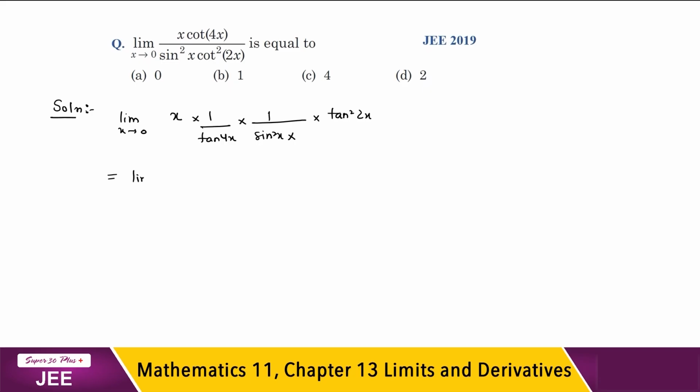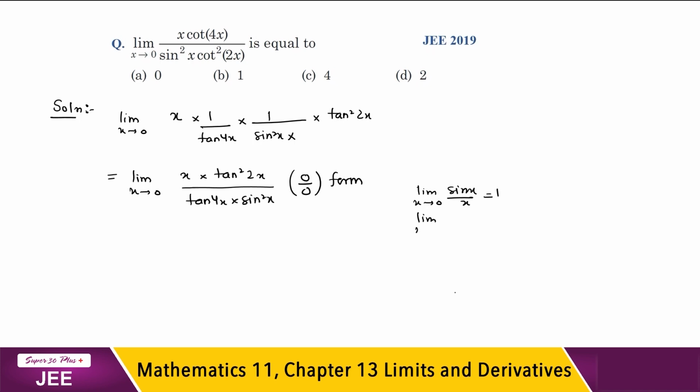So now we have limit x tending to 0 x multiplied by tan square 2x divided by tan 4x multiplied by sin square x. Now this is a 0 by 0 form. So in order to evaluate the limit, question simply gives us an idea of standard functions. We can simply evaluate the limit using the standard limits of tan x by x and sin x by x. We all know that limit x tending to 0 sin x by x is equal to 1, and limit x tending to 0 tan x by x is also equal to 1. So we are going to make standard limit.